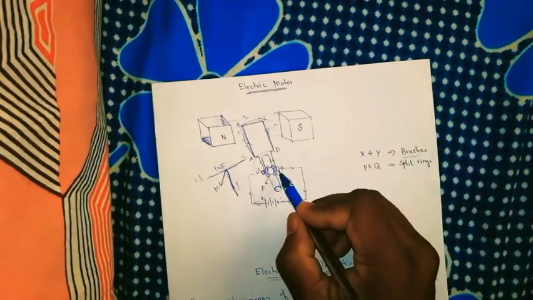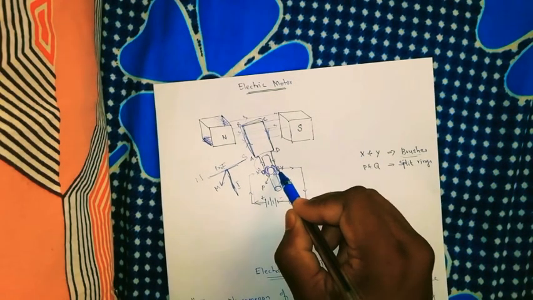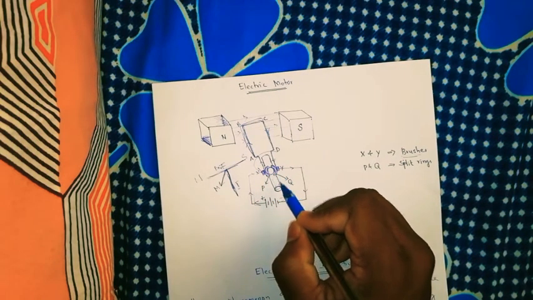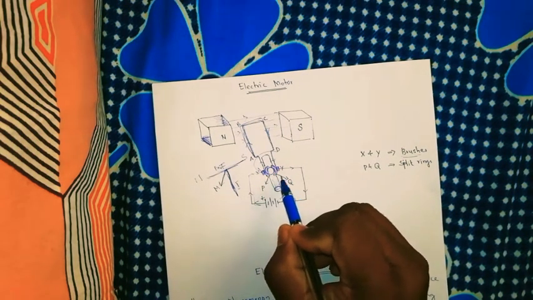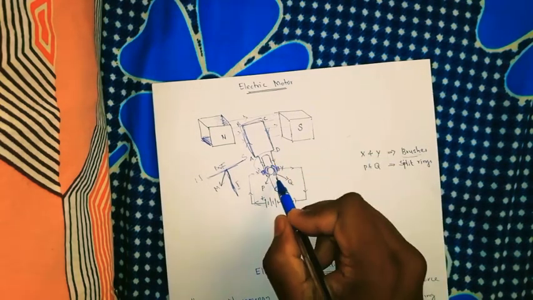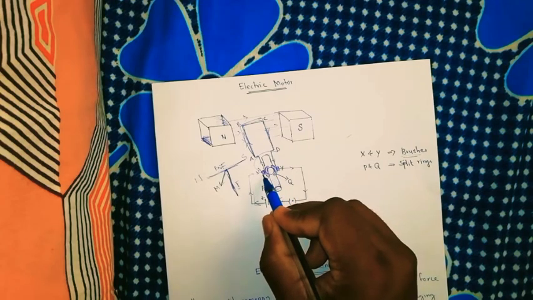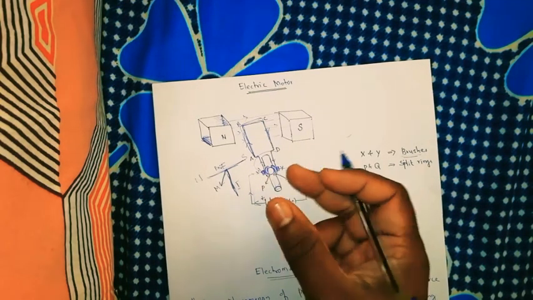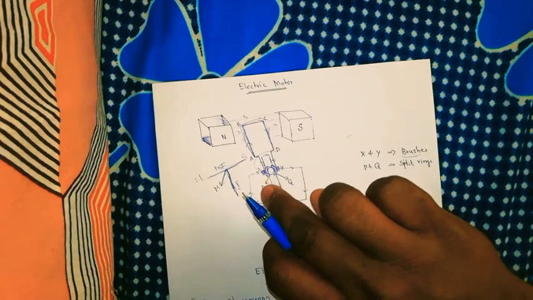And then immediately what happened? These brushes will never move. Only the rings will move. And what are the rings here? P and Q are the rings. So what happened? When it rotates a full rotation here, Q will come and touch X, and P will go and touch Y. One rotation is done. Can you understand now?